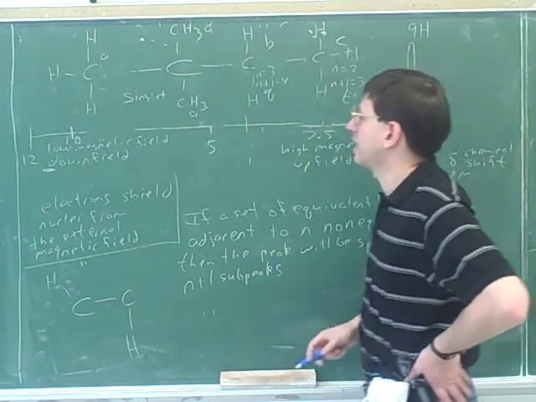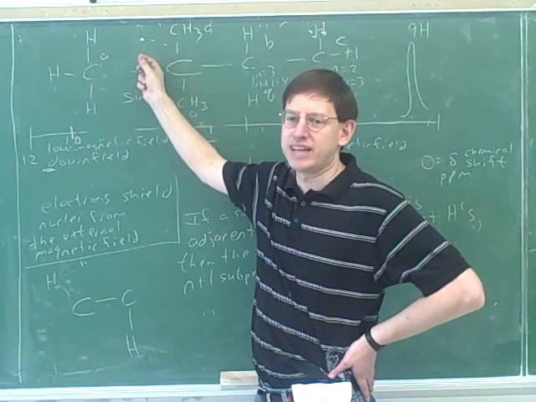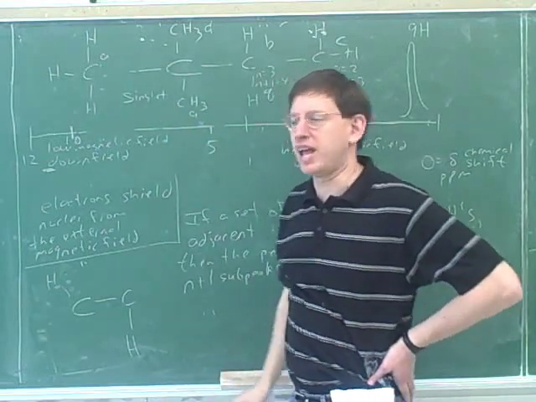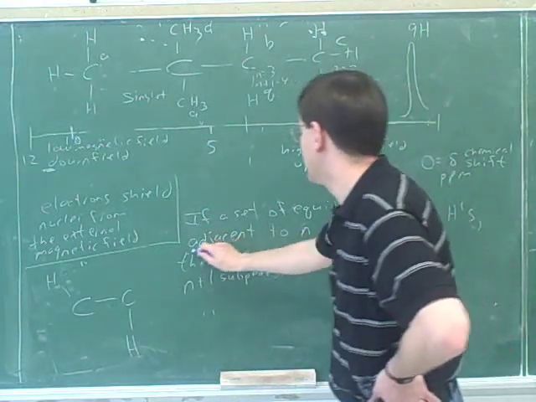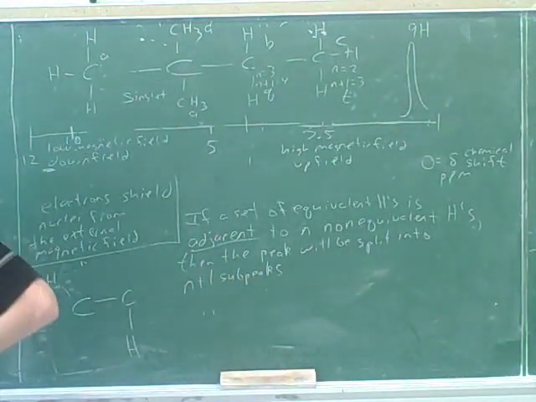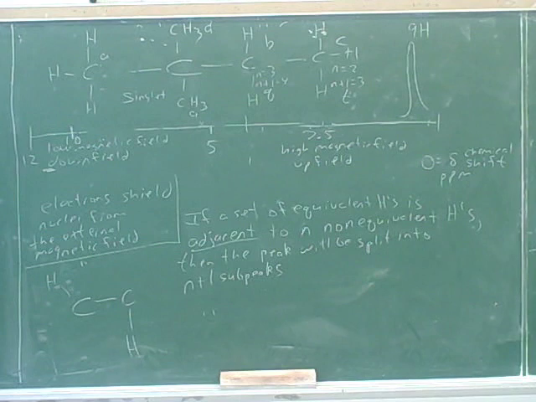Notice that neither of these are getting split by group A. That's the key. None of them are getting split by group A because group A is too far away. So this word adjacent here is important. The hydrogens should be on adjacent carbons. Or another way of putting it is there should be 3 bonds or fewer between the hydrogens that are splitting each other.